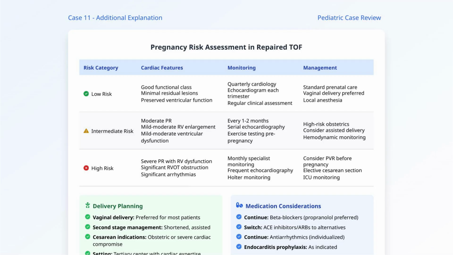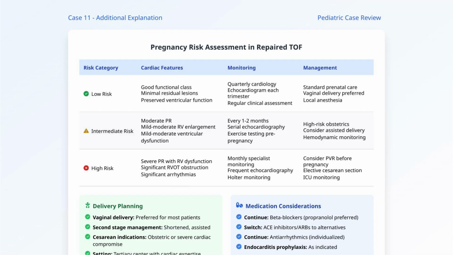Intermediate-risk patients have moderate pulmonary regurgitation with mild to moderate right ventricular enlargement or mild to moderate ventricular dysfunction. These women require more frequent monitoring, typically every 1 to 2 months. High-risk patients have severe pulmonary regurgitation with right ventricular dysfunction, significant right ventricular outflow tract obstruction, or significant arrhythmias. These women should consider pulmonary valve replacement before pregnancy and require monthly specialist monitoring if pregnancy occurs.